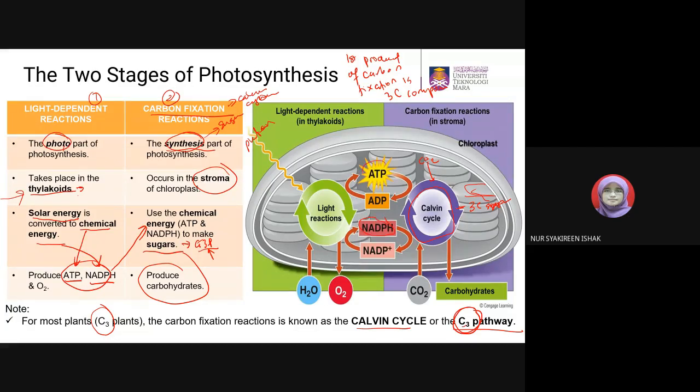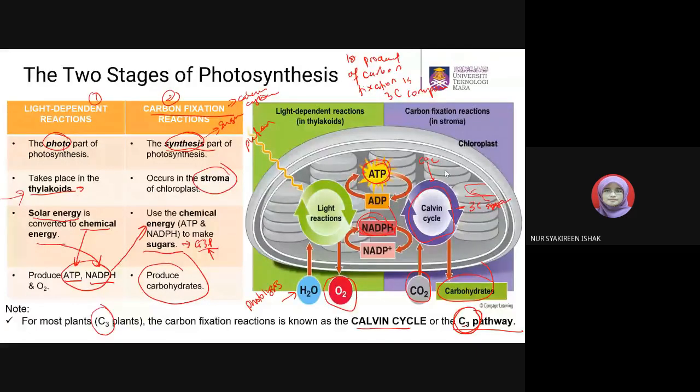NADPH and also ATP, and this NADPH and ATP are released into the stroma where the Calvin cycle occurs. The light reaction produces oxygen as the byproduct. Okay, in order to produce oxygen as the byproduct, it requires water molecules to be split. Okay, we call it photolysis. So the Calvin cycle requires carbon dioxide, and it produces sugar or carbohydrates.